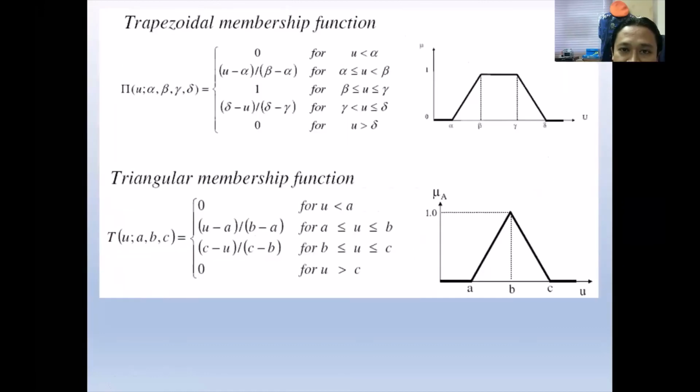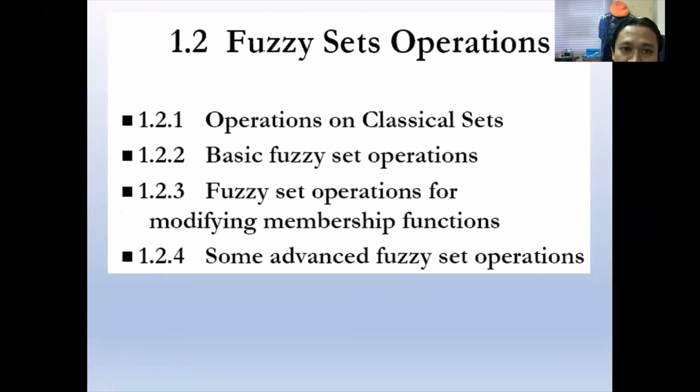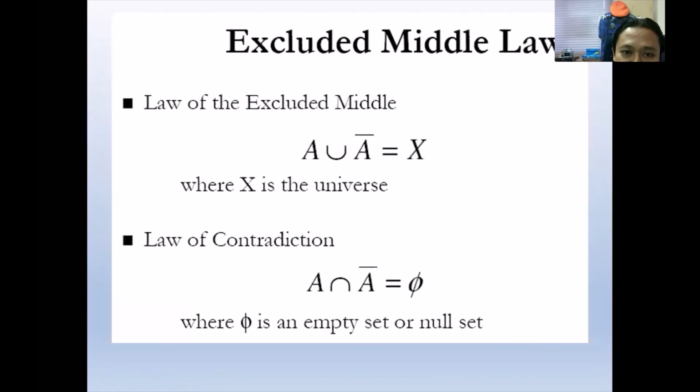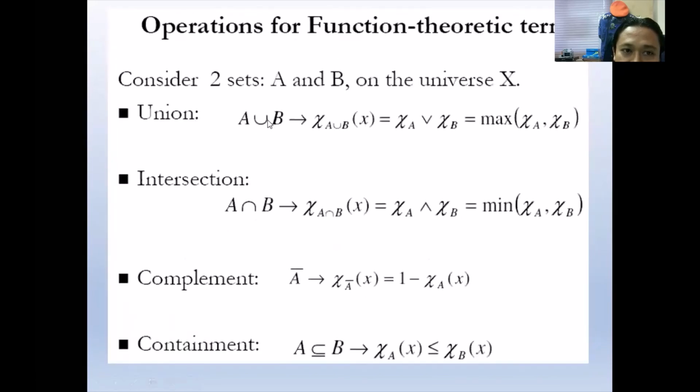Maybe next we continue on topic number 1.2, the fuzzy set operation. I think the fuzzy set operation is similar to what I explained before. The operation will be the same. If union, that means we have to select the maximum. If intersection, we have to select the minimum. The complement, we have to minus 1 for complement of A, and so on. This will be covered next week.